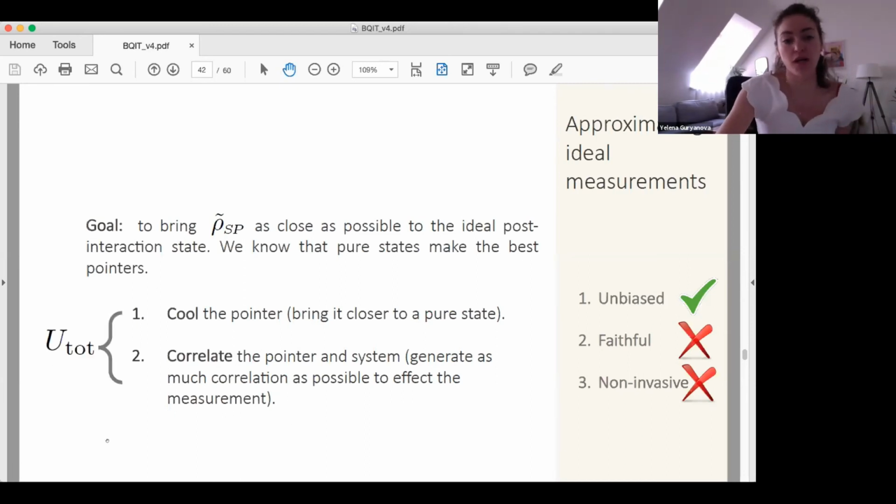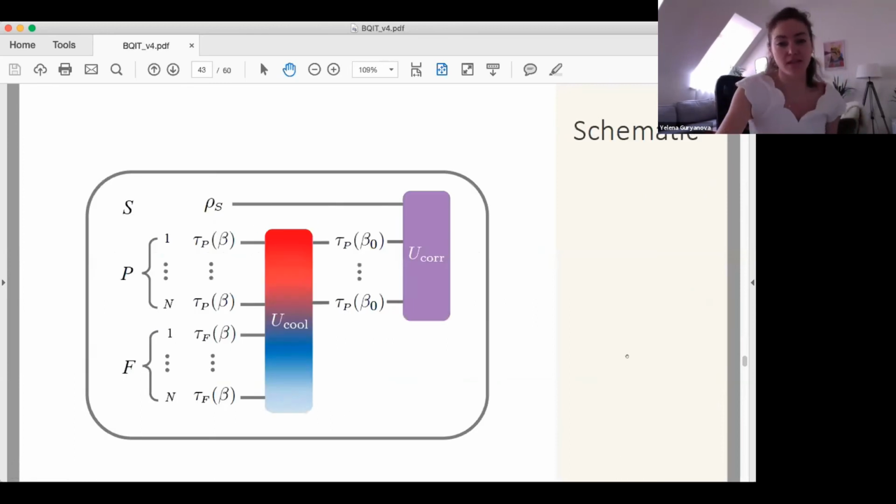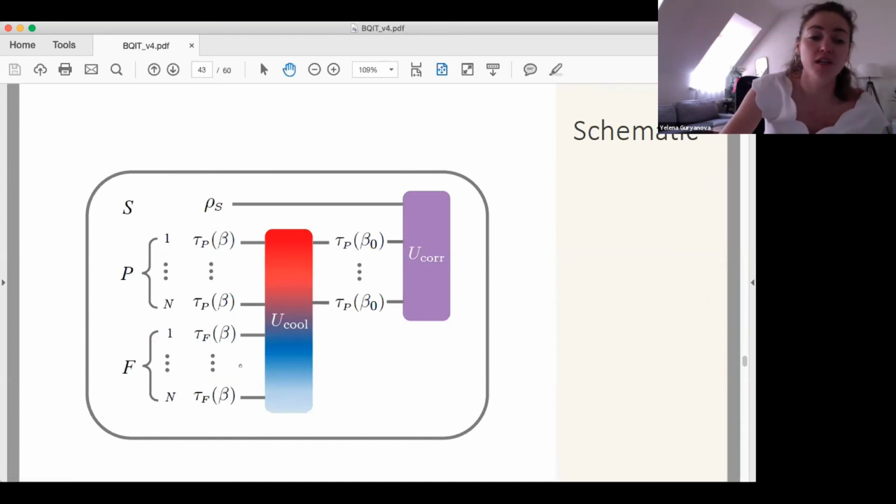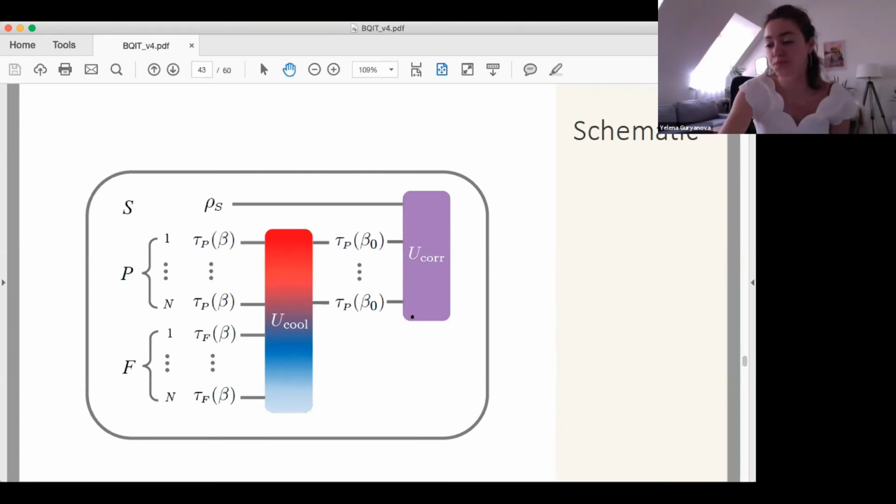So these two parts will be my total unitary, and this is the schematic of what I'm going to do. Here's the system, rho S, and I'm conceptually splitting the pointer into two parts. Imagine the pointer is composed of 2n particles. Half of them are going to be this one-qubit fridge, and half of them are going to be the pointer. These fridge particles are going to cool the pointer particles to some new inverse temperature, beta 0. And then I'm going to apply a correlating unitary between the system and the remaining pointer particles. This combination of U cool and U corr is the total unitary.